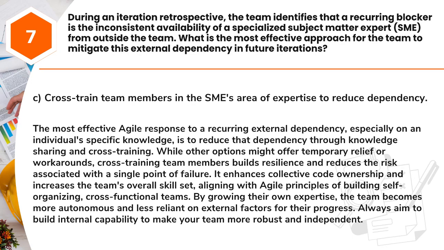Answer: C. Cross-train team members in the SME's area of expertise to reduce dependency. The most effective agile response to a recurring external dependency, especially on an individual's specific knowledge, is to reduce that dependency through knowledge sharing and cross-training. While other options might offer temporary relief or workarounds, cross-training team members builds resilience and reduces the risk associated with a single point of failure.